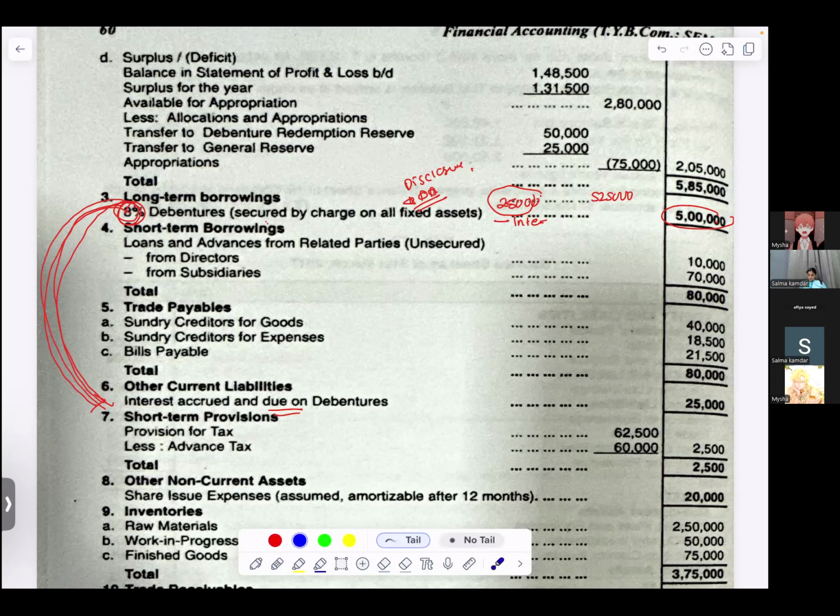What is your next adjustment? Loan from director and subsidiary company are unsecured and for short term. That means this is telling us that it is short-term borrowings. So this note tells us that it was current liabilities and it is short term. I hope you're with me. Next, go ahead.